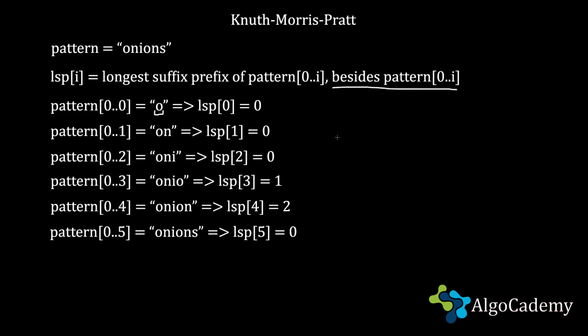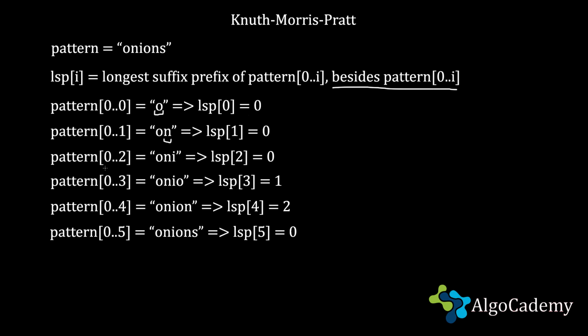But it doesn't help us, as you have seen in the previous example. We want to find this longest suffix prefix, which is not the string itself. So here we don't have any other suffixes and prefixes, so LSP is 0. Now, pattern[0..1], we have the substring on, and the suffix is n, which as you can see is not also a prefix. The prefix of length 1 is O, so we don't have any, again this value of 0.